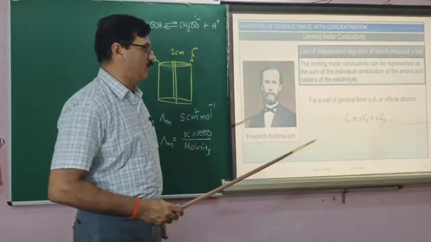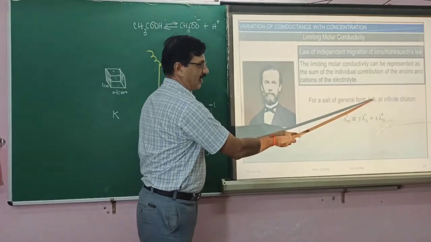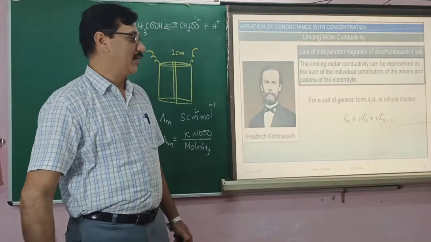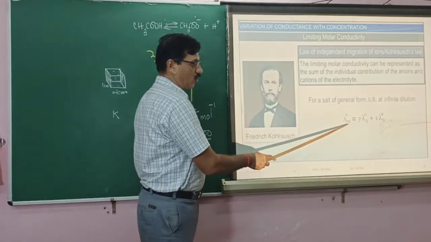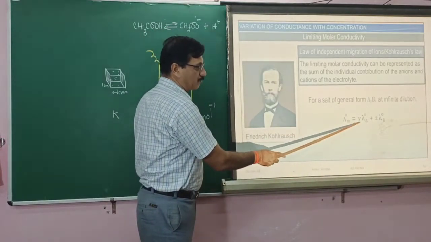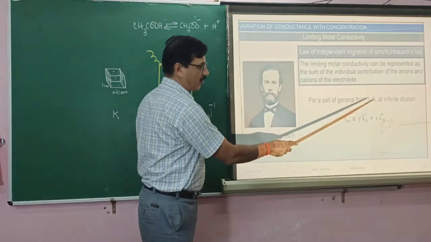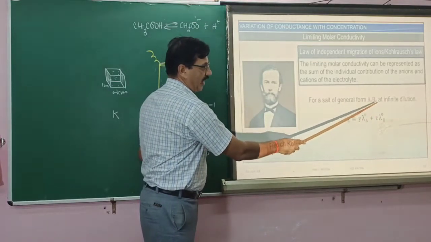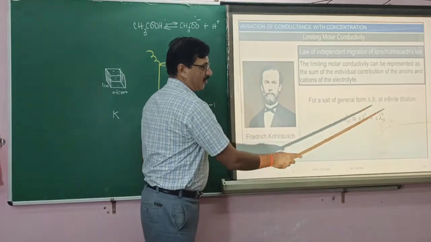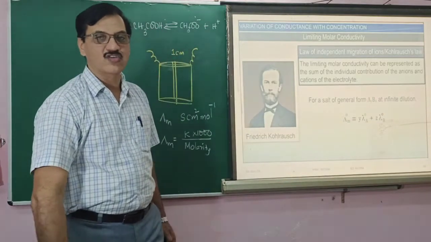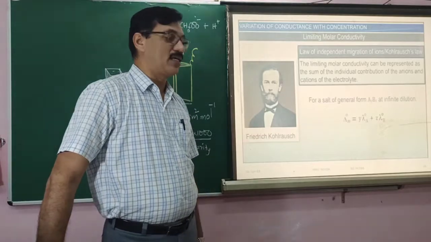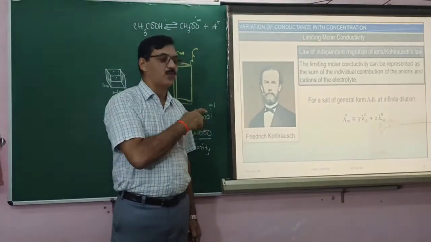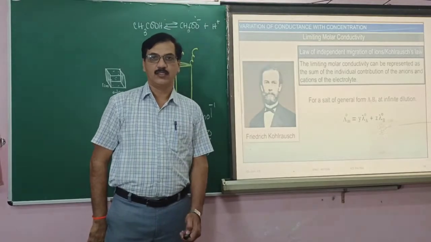This can be generalized for a substance or an electrolyte like AyBz. Lambda m0 is equal to y times lambda A0, because y number are there, and z times lambda B0. That means ionic conductivity should be multiplied by the number of ions as stated in the formula of the compound. So this is important. Okay.